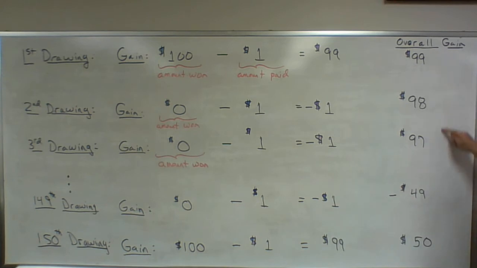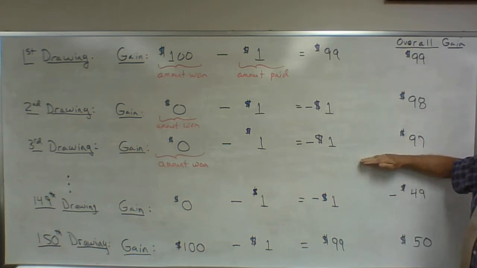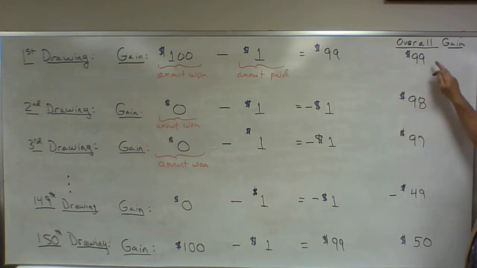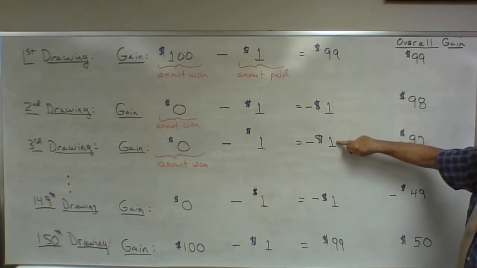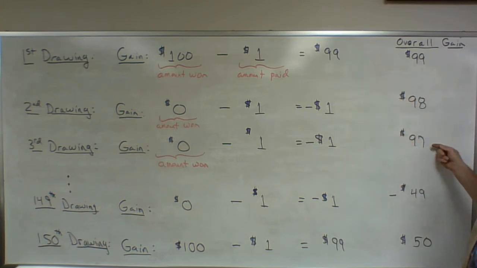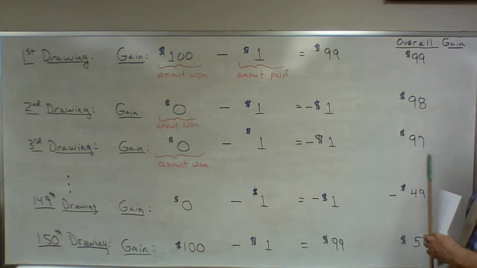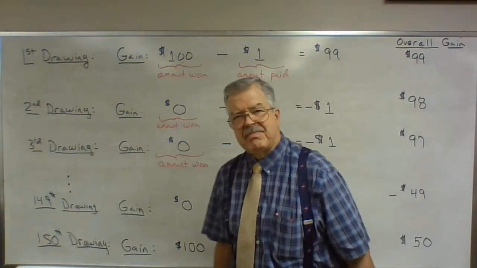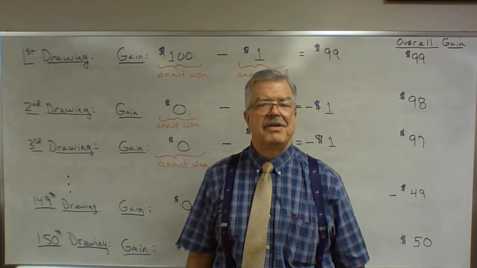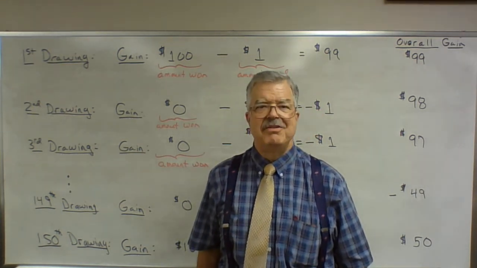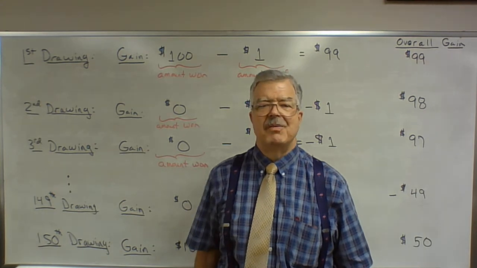Over the course of the first three drawings, they're still up. Their gain for the first drawing was $99. And then they lost a dollar on each of the next two drawings. So they're still up $97. So they continue to buy lottery tickets. They figure their luck's bound to change. And they're going to get lucky again and win another one.